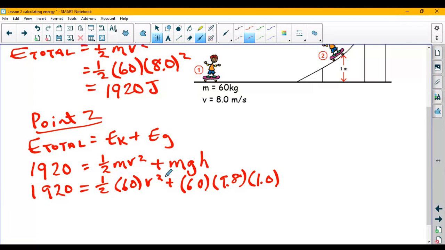Now, how many steps you need to solve this is up to you. Remember, I'm a big believer that you should write down whatever steps you need. But when it comes to significant digits, I only get two because of the 60 and the 9.8 and the 1. So two significant digits, and it would be meters per second.